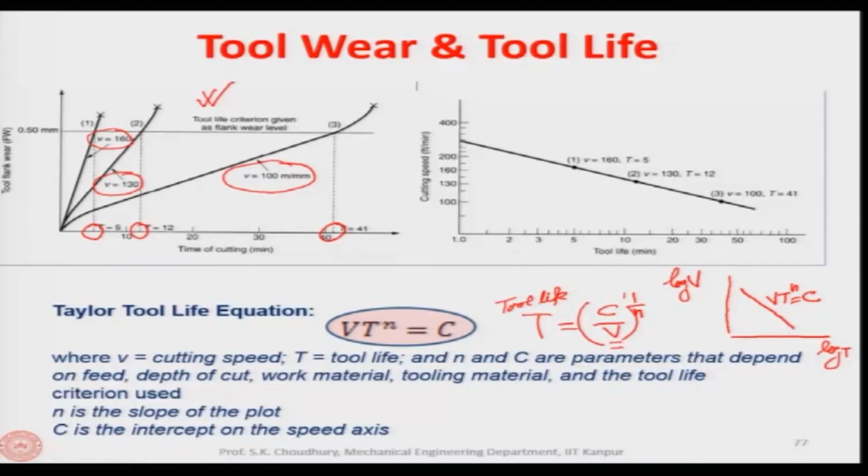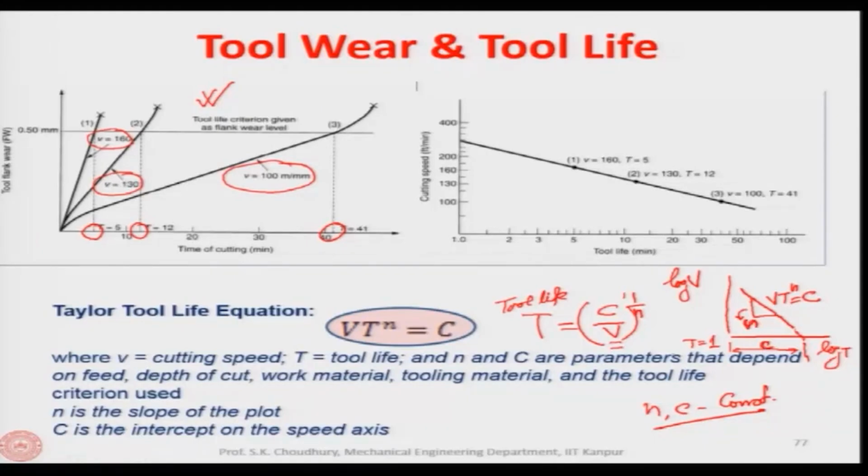As you understand, if you extend this curve, wherever it is intersecting will give you the value of c, because here t is equal to 1. Okay. So, this value here will be c. And of course, if you give a unit value, this is n here. So, n and c are constants, v is the cutting velocity, and t is the tool life.